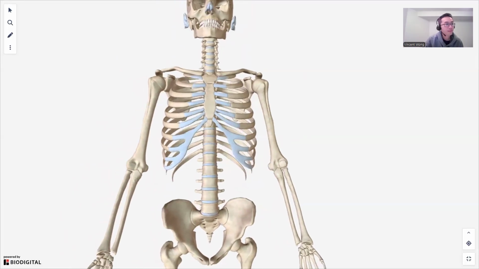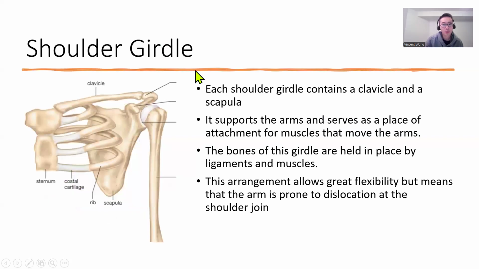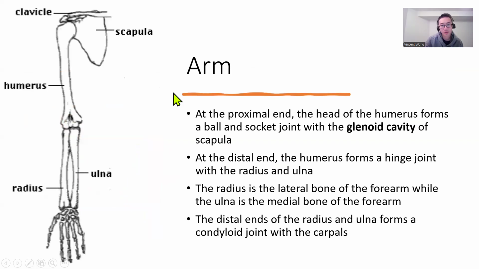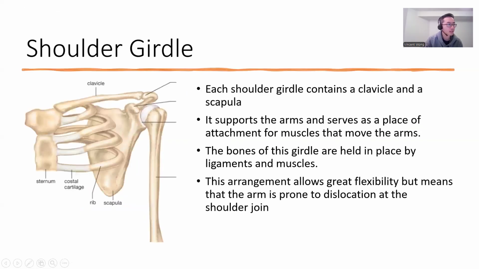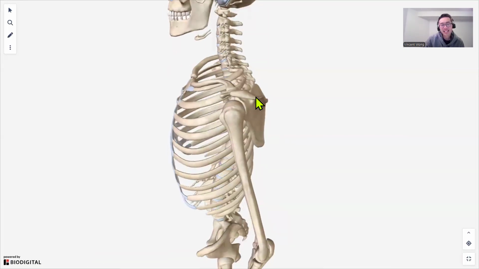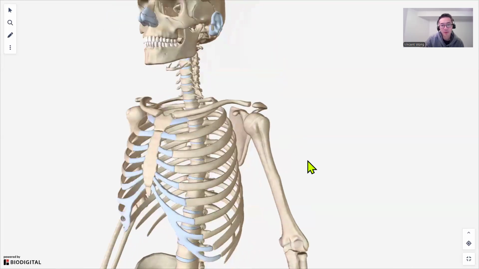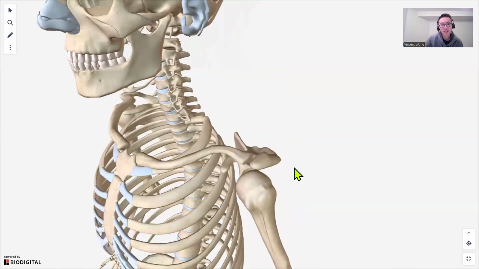Okay. What is next? I have no idea. Let's take a look. Oh, shoulder girdles now. Let's take a look at the bones in the shoulders. Again, like I said, it's not difficult, but it's annoying because there are so many bones you have to memorize. So this is the shoulder girdles.